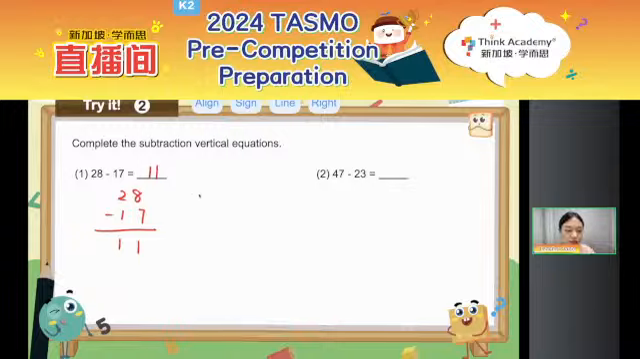Good job, Michelle. And then we can also see that 47 minus 23. We can see that this time, what is our final answer? 47 minus 23. So we can get the final answer. Start from the right to the left. There will be 4 and 2 to be our final answer, right?